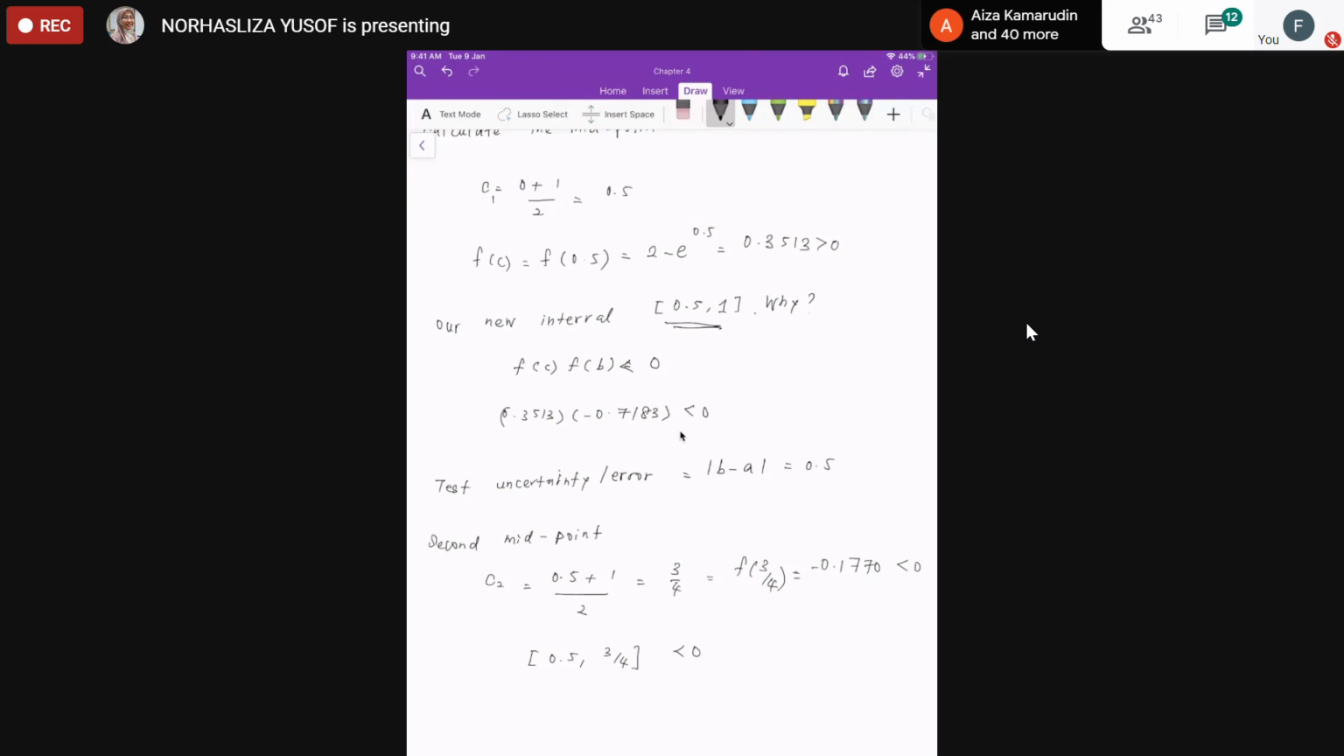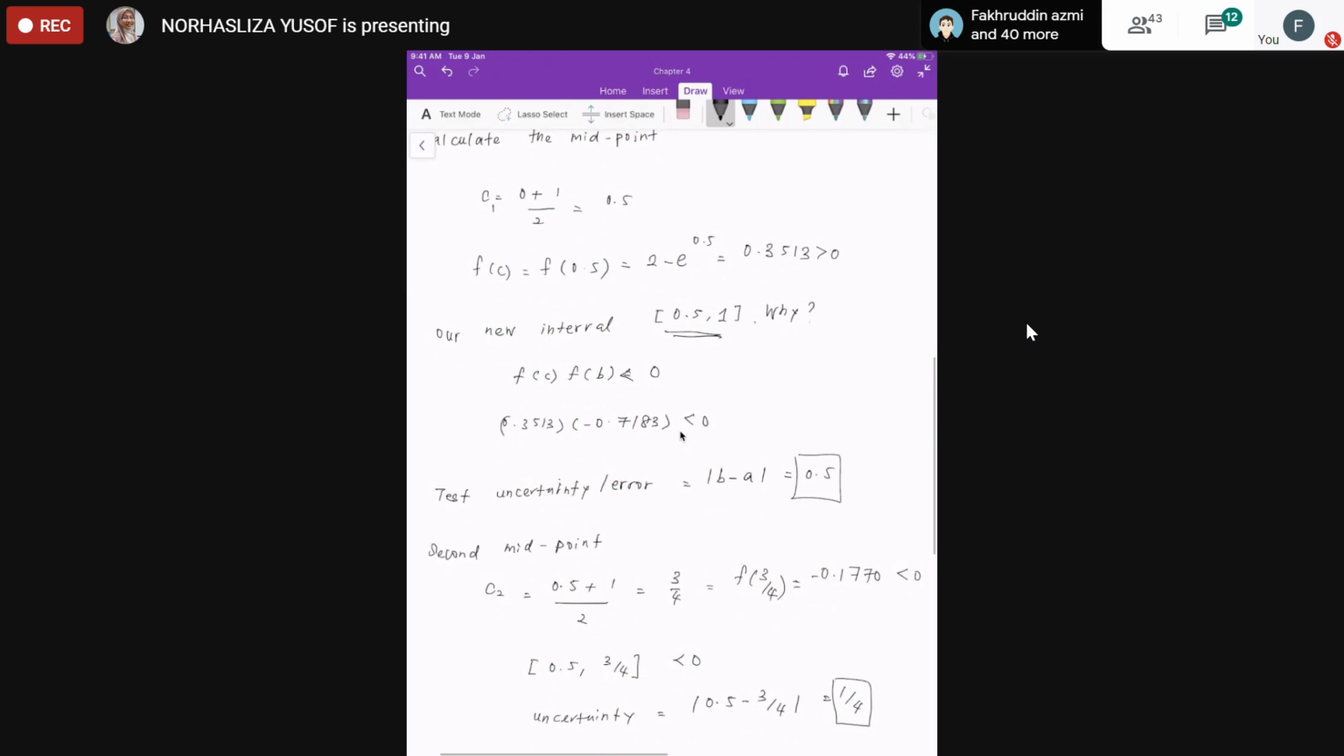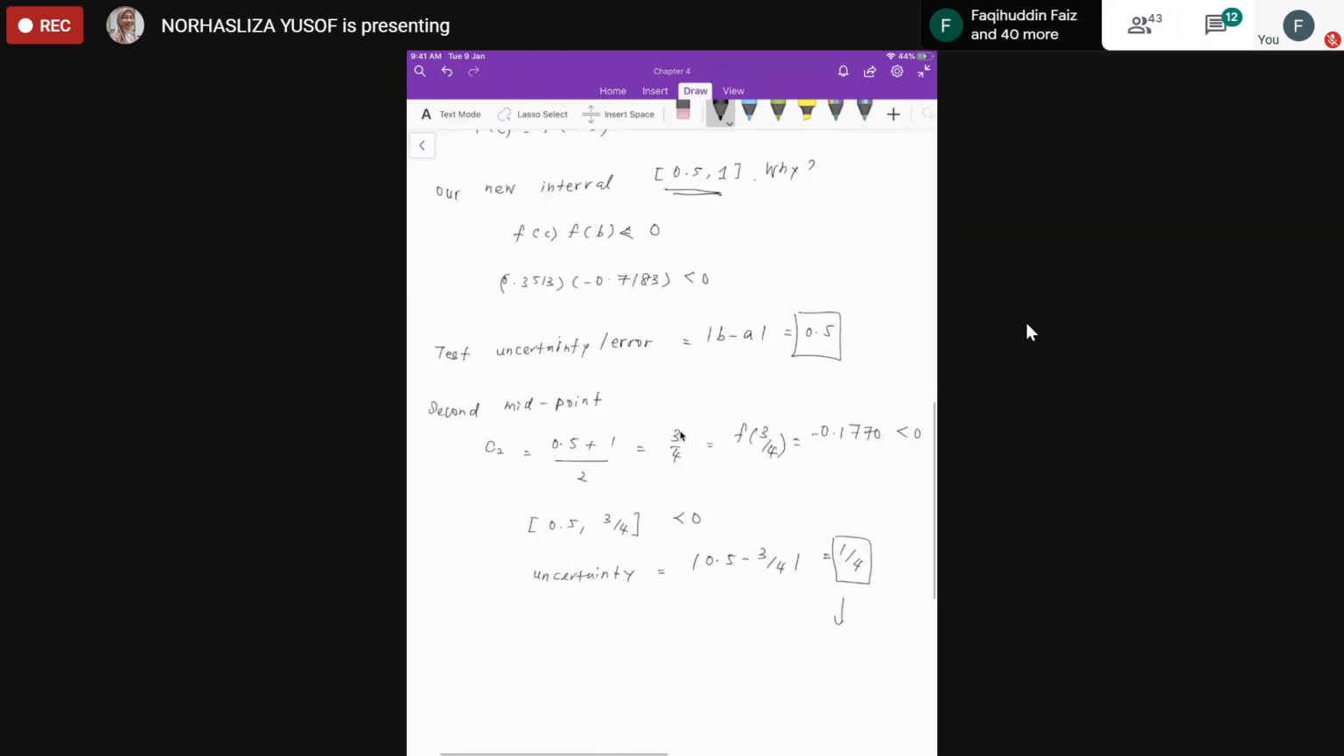From there you can test this, and again you get your uncertainty. You test back again: 0.5 minus 3/4, and you will get around 1/4. This value and this one, you have to calculate until it reaches 7 times 10 to the minus 2. That's why in the slide, you have to calculate until the 4th and 5th midpoint, and then you have to change.